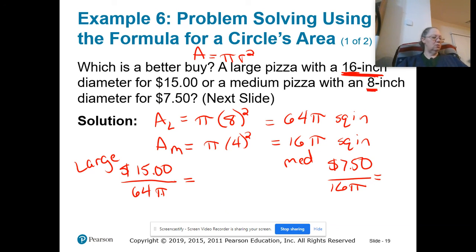Okay, so I probably should have done it ahead of time, but I didn't. 15 divided by, don't forget to use the pi button on your calculator. And I get, usually when we are talking about money, we round to the nearest cent is usually how we do that. So this one is approximately 7 cents per square inch.